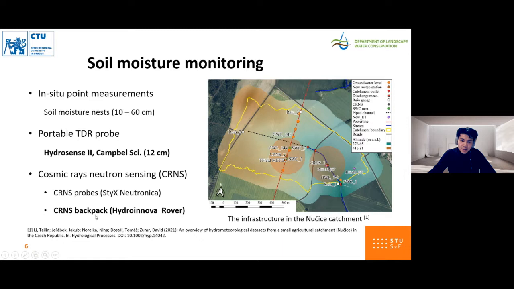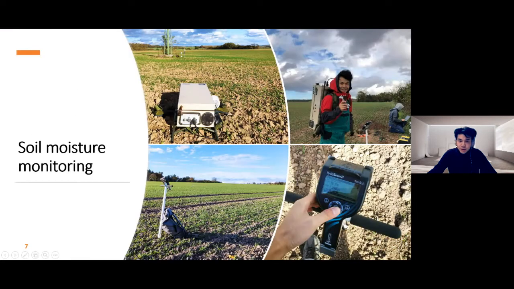Basically, it's a portable CRNS sensor. You can just move it around with a backpack. And here are the two pictures, just to give you a better image of how the sensor looks like. This one is the CRNS backpack I mentioned before.